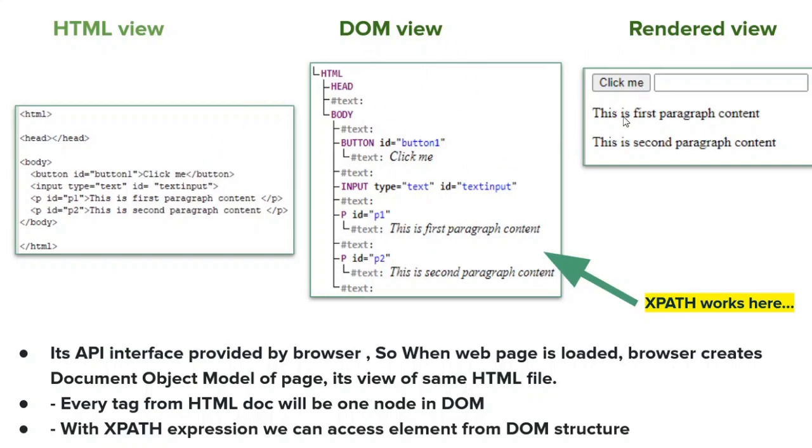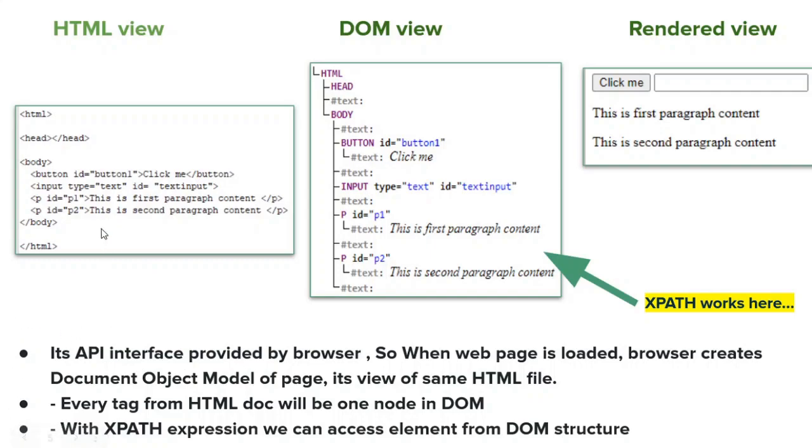And on the front end, for the user, it will be displayed like this. If you see the rendered view, there is a click me button, there is an input field, right? And there is a text content. So this is the actual UI which the user will see. But behind that, we have written the HTML code, and whenever that page gets loaded, it is converted to the DOM view, the document object model of the page, by the browser using an API interface. So DOM is an API interface provided by the browser.